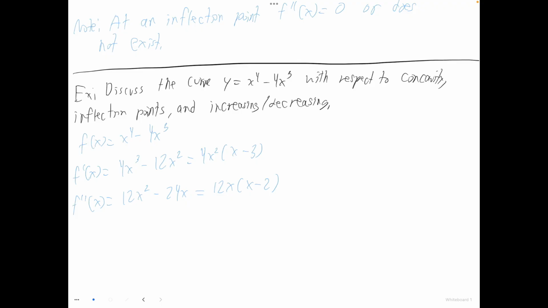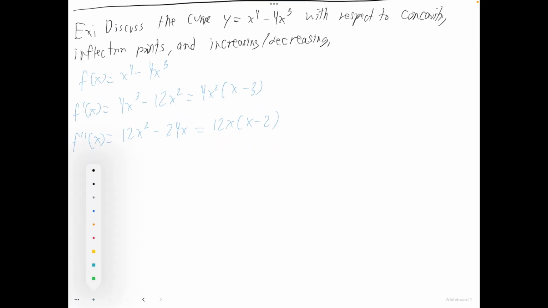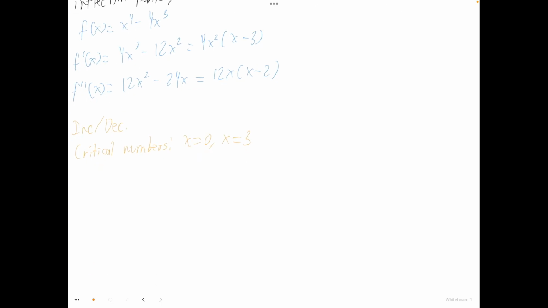Okay, and so what we want to do is analyze increasing and decreasing, as well as concavity and inflection points. I want to start with what we've been talking about, increasing and decreasing. That means we're looking at the first derivative. And so our critical numbers are x equals 0 and x equals 3. Looking at x equals 0 and x equals 3, we can set up our table.